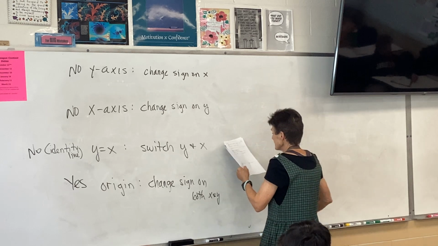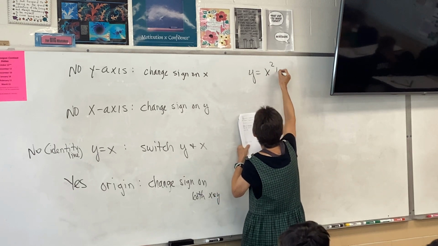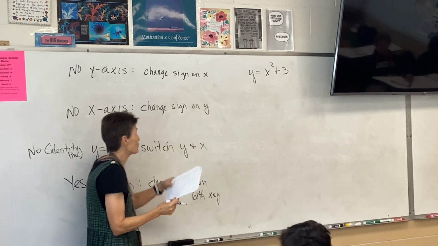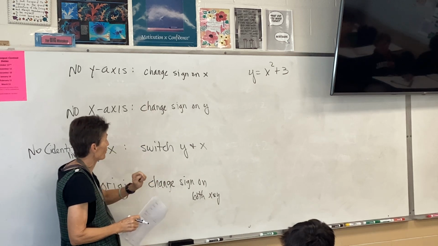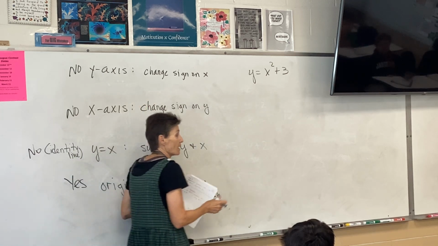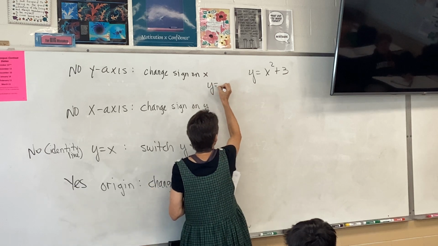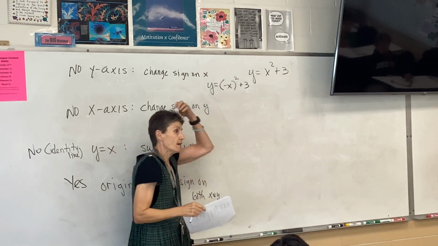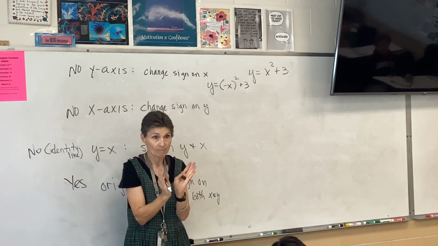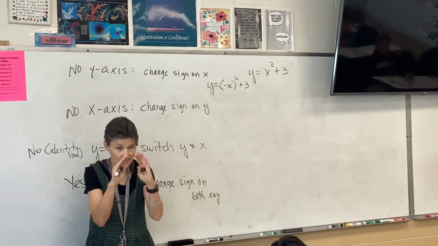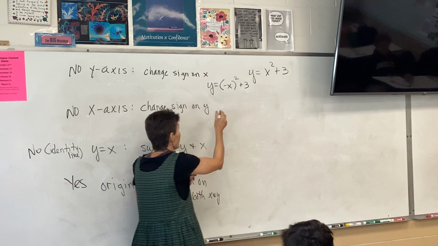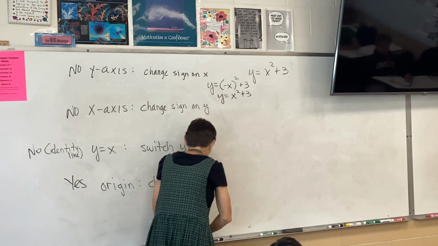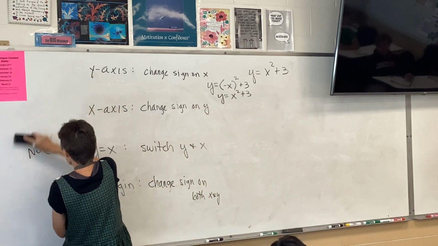All right, let's try C. All right, so first we're going to, actually, you can use any order you want. I'm just going in the order I have it written. I'm going to change the sign on x. So this will be y equals negative x squared plus 3. Now notice, I changed the sign on x. So I square it. So it's negative x squared, which is the same as the original, isn't it? Yes. So this one is a yes.